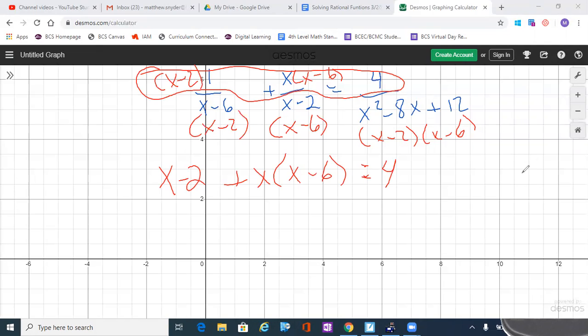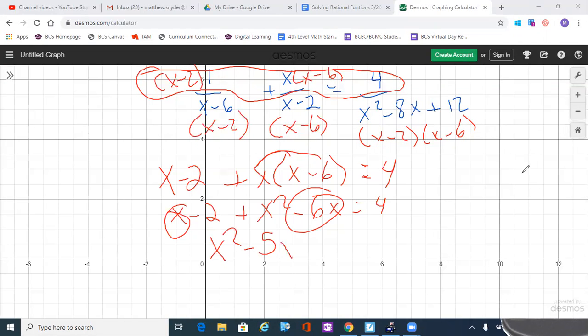And the one thing that I do need to do is distribute that x. So I'm going to write x minus 2 plus x squared. x times x is x squared, minus 6 times x, which is 6x, equals 4. And I'm just going to combine my like terms, so that x and that minus 6. So we get x squared minus 5x, and then I've got this minus 2, so minus 2 equals 4. And we know when we have a quadratic, we should just set everything equal to 0. So I'm just going to subtract that 4 over. I'm going to write x squared minus 5x minus 6 equals 0.